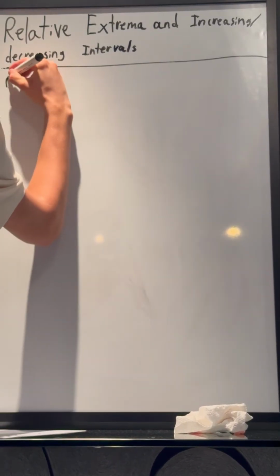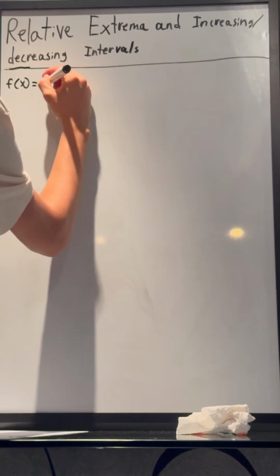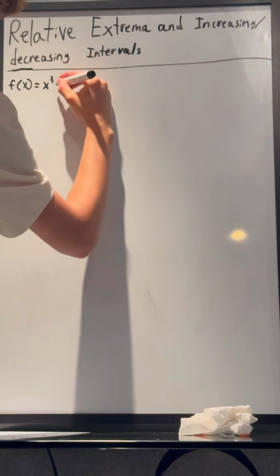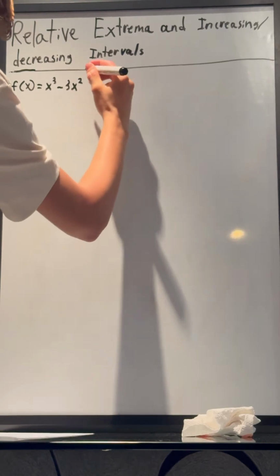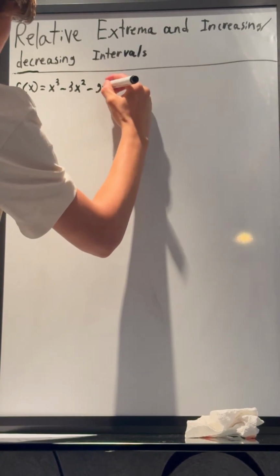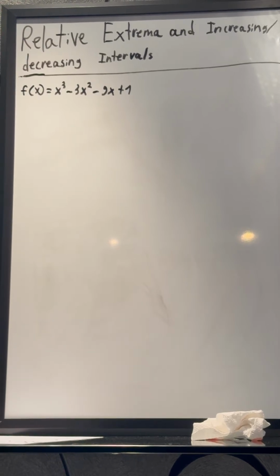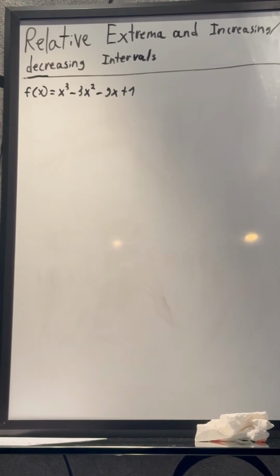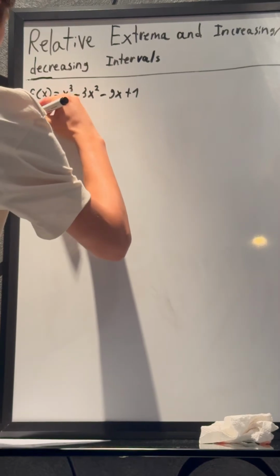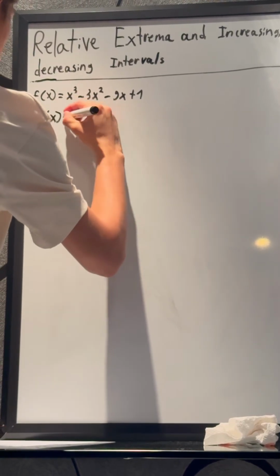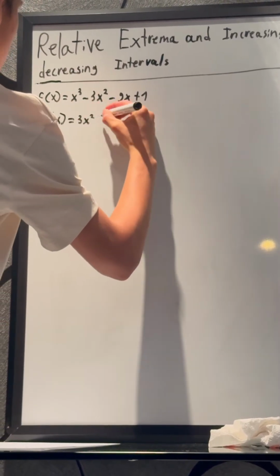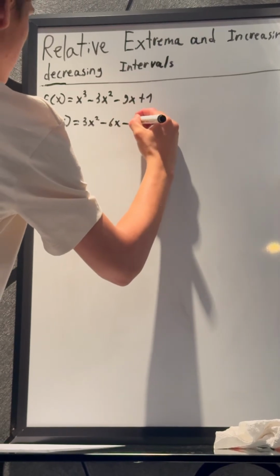So let's say we have f of x is equal to x to the power of 3 minus 3x squared minus 9x plus 1. So in order to find relative extrema and increasing and decreasing intervals, we first have to find the derivative of the function. So using the power rule, we have f prime of x is equal to 3x squared minus 6x minus 9.